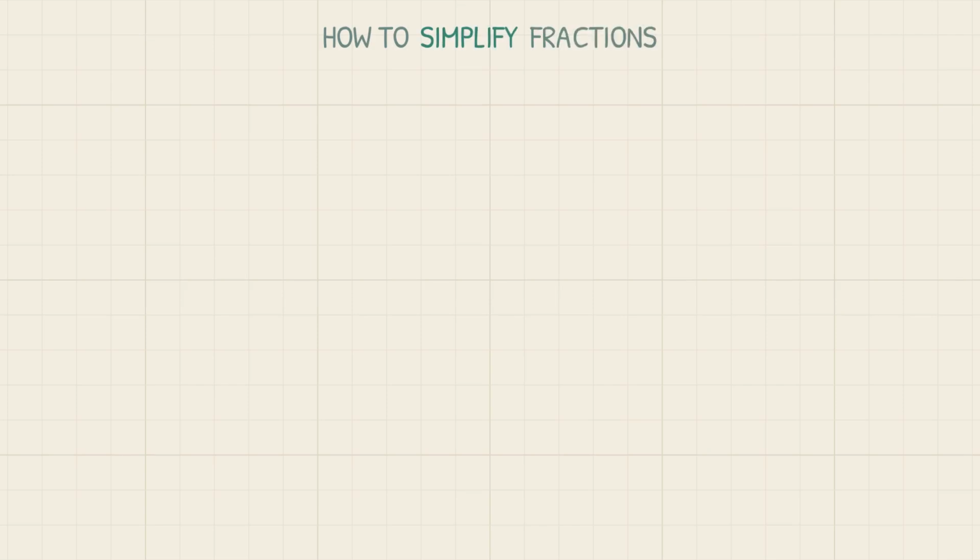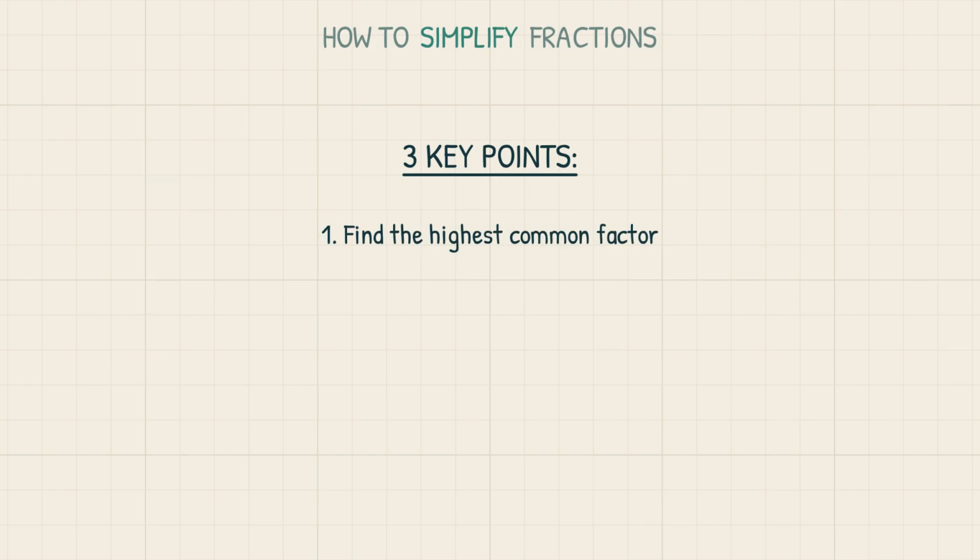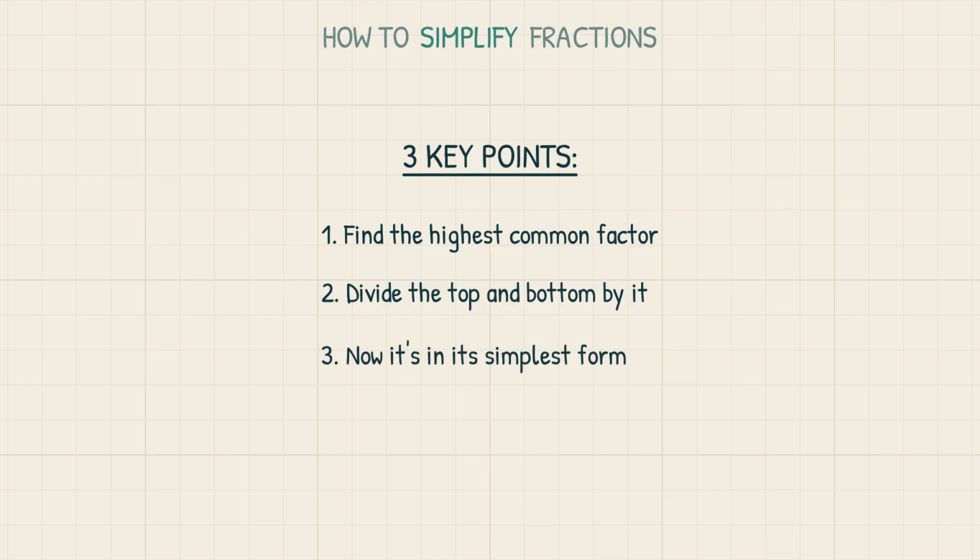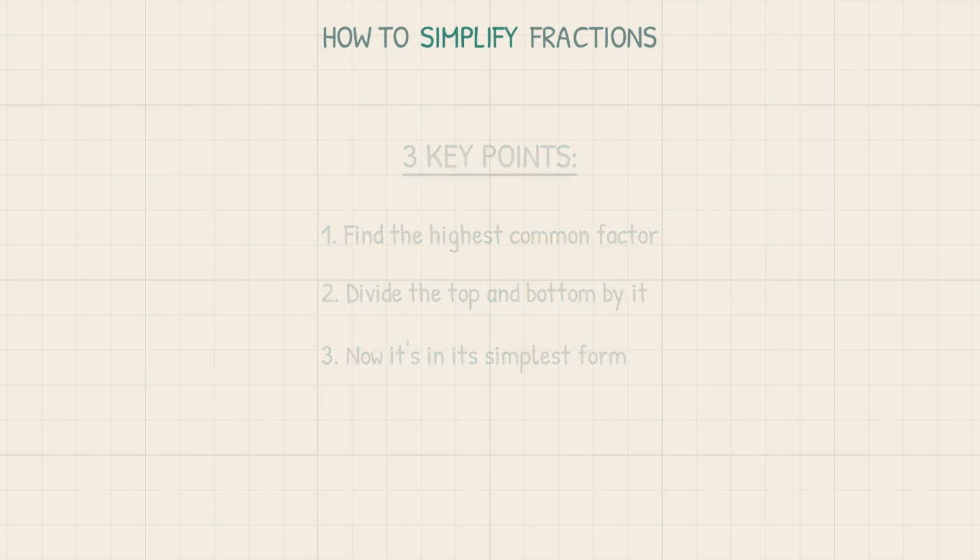A fraction is in its simplest form when the top and bottom share no common factor. Here's how to get there. Find the highest common factor of the top and the bottom, the numerator and the denominator. Divide both the top and the bottom by it. And that leaves the fraction in its simplest form.